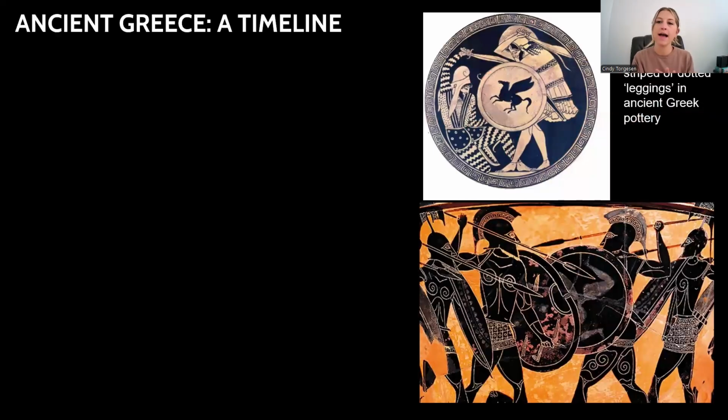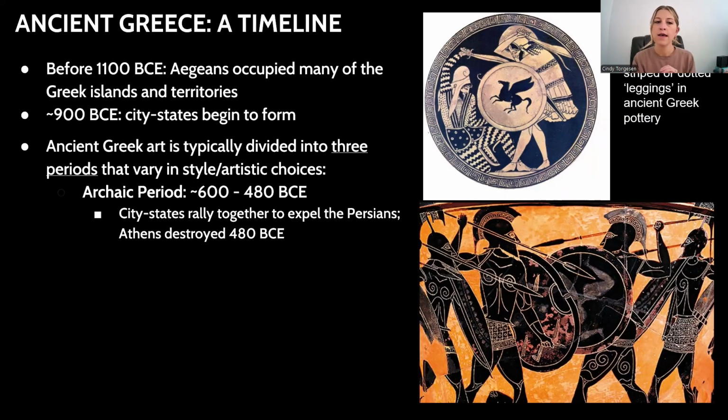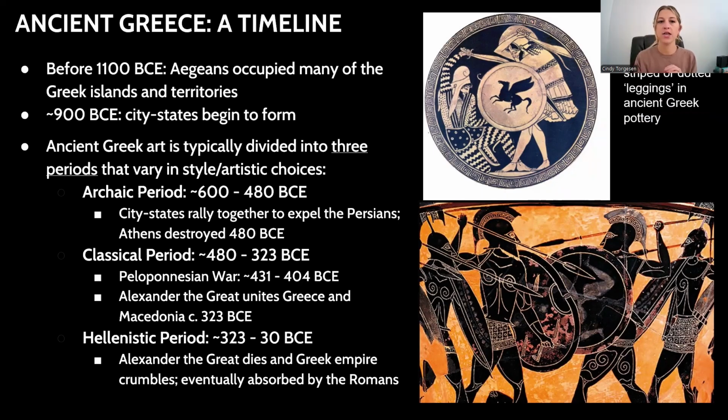I want to give a quick timeline. I'm not really concerned with you knowing battles and things like that. Really, what I want you to know when we talk about ancient Greece is these three main time periods that often get divided. We kind of did the same thing with ancient Egypt, dividing between different eras. And I really want you to know those eras because they also are used often when we're describing different eras of Greek art. So before 1100 BCE, the Aegeans were occupying most of the Greek islands.